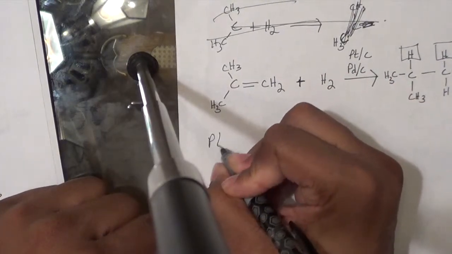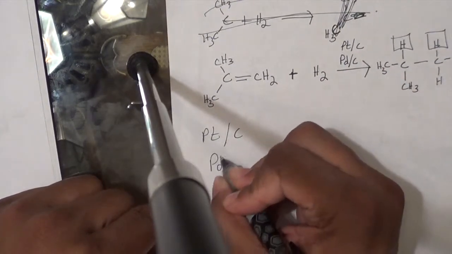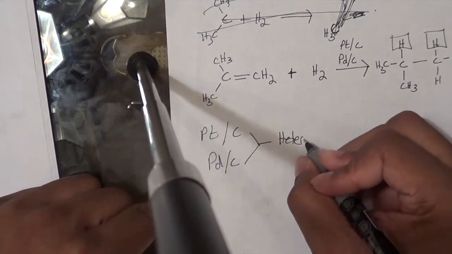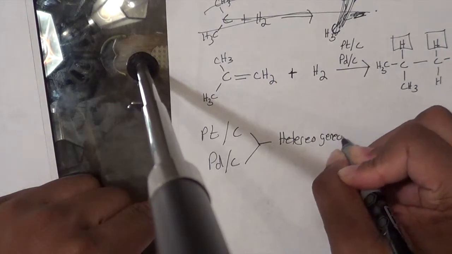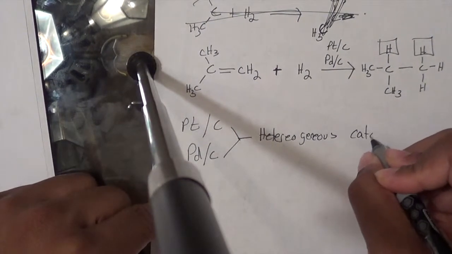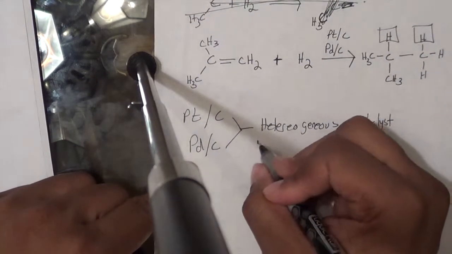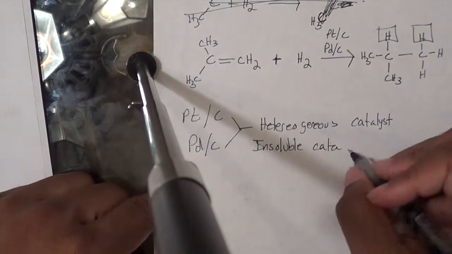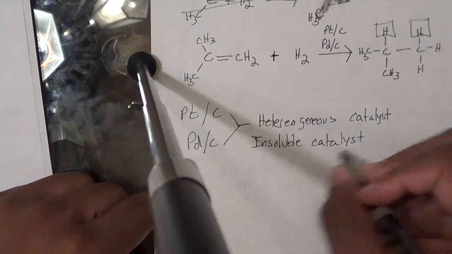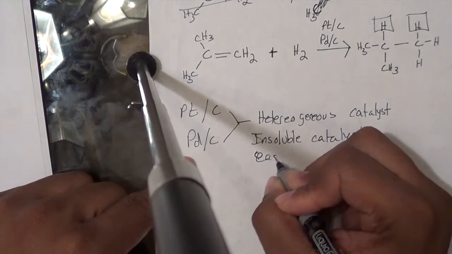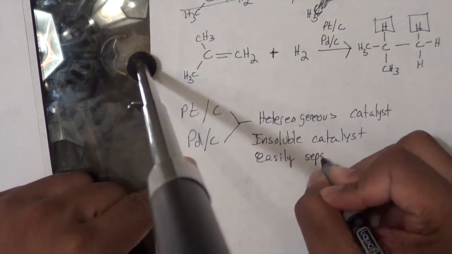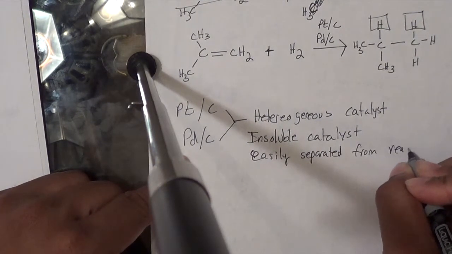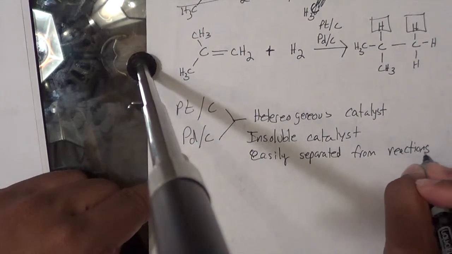So these catalysts, the platinum on carbon and palladium on carbon, are known as heterogeneous catalysts. They are insoluble catalysts. Therefore, they are easily separated from reactions. Kind of like oil and water, easy to separate. Okay.